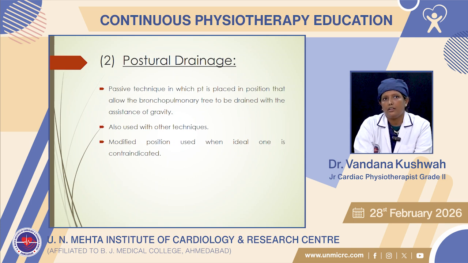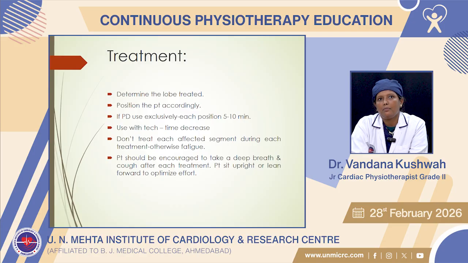Second is postural drainage. It is a passive technique in which the patient is placed in different positions, allowing the bronchopulmonary tree to drain with gravity. It is also used with other techniques, with modified positions when the ideal one is contraindicated. When the patient is in a contraindicated condition, other techniques and other positions are used. Determine the lobe to be treated, and put the patient in different positions according to involvement.